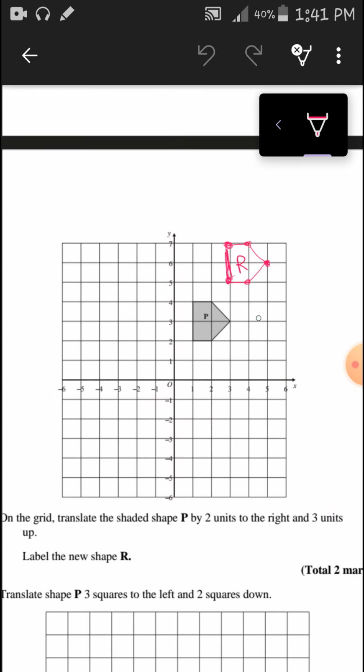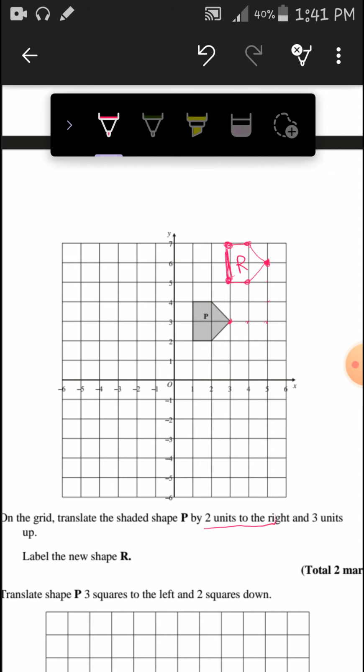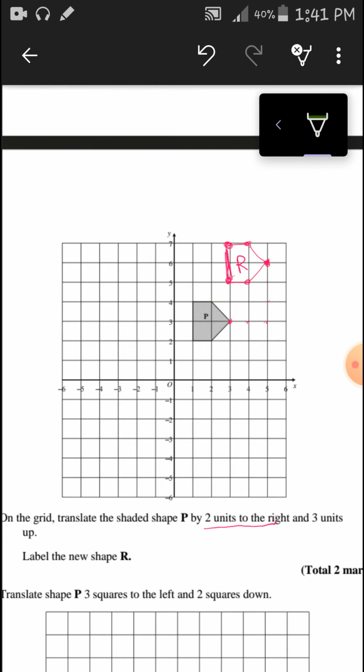So this shape, you will take each vertex, for example this vertex, move it 2 units to the right, 1, 2, then 3 units up, 1, 2, 3. So the new place will be here. The same with the other vertices. Sorry, we move 2 to the right, 1, 2, and 3 up, 1, 2, 3.